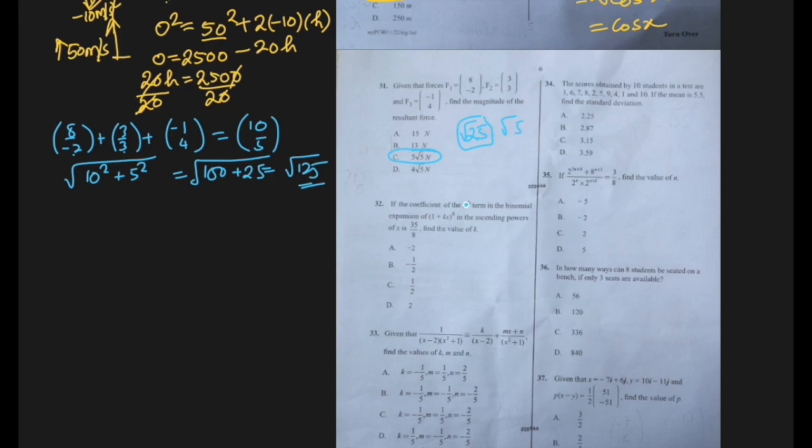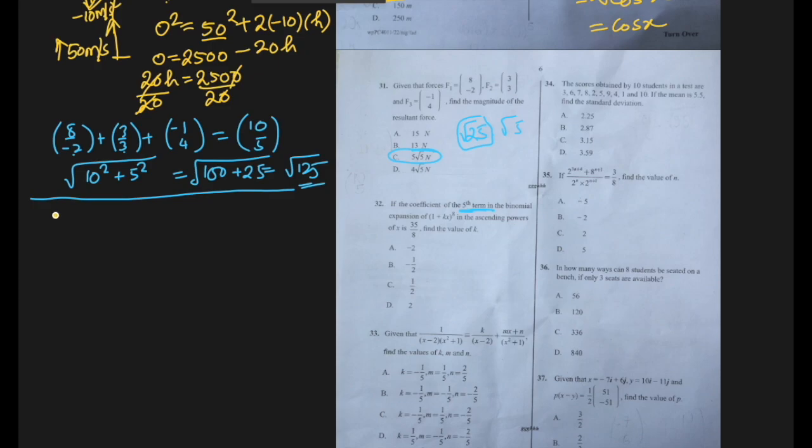Number 32. If the coefficient of the fifth term in a binomial expansion, fifth term again like in the previous question, in ascending powers of x is 35 over 8, find the value of k. So if you remember that question, let me do the same process again. You might not have watched that question.